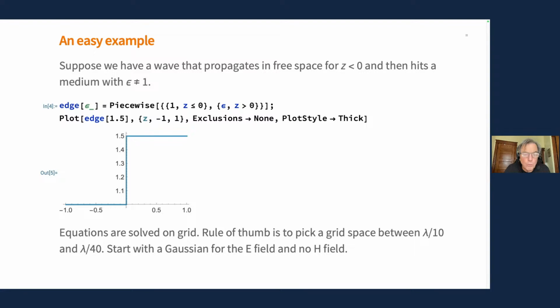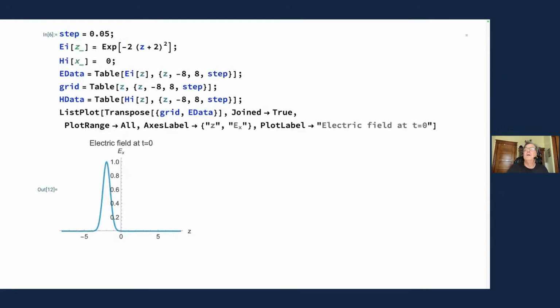We're going to solve these equations on a grid. And the rule of thumb is to pick a grid spacing between 1/10 of a wavelength and 1/40 of a wavelength. And for this example, I'm going to start with a Gaussian for the E field initially at t equals 0 and no H field.